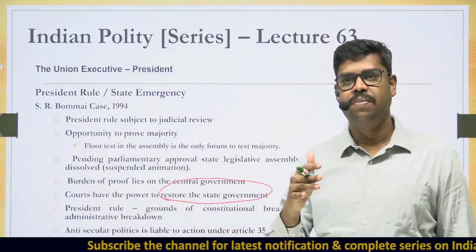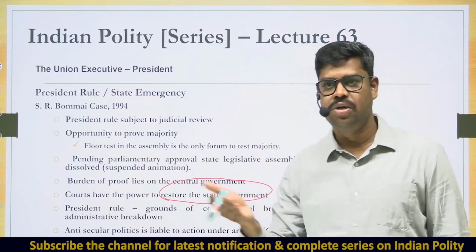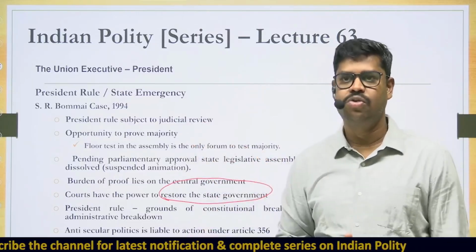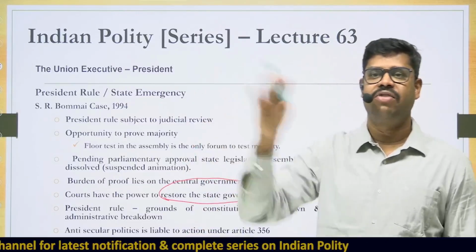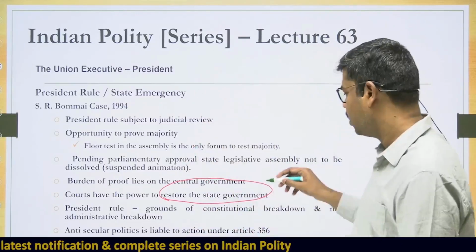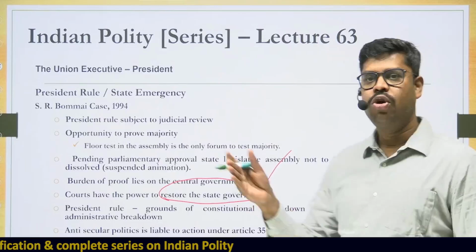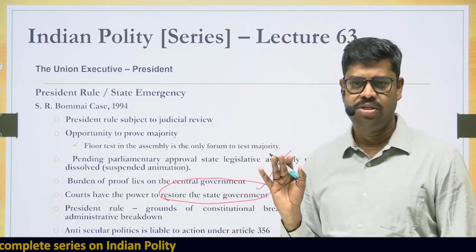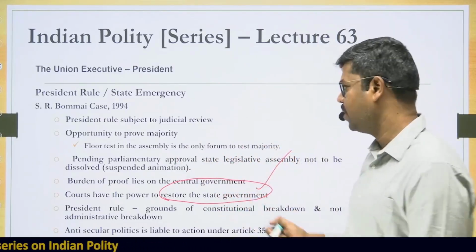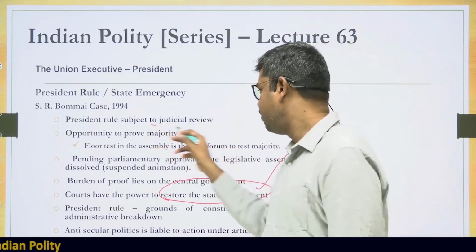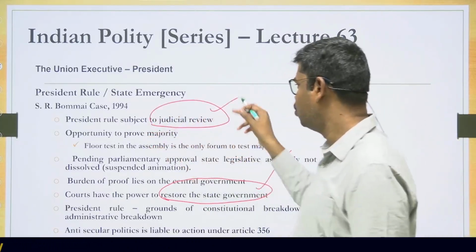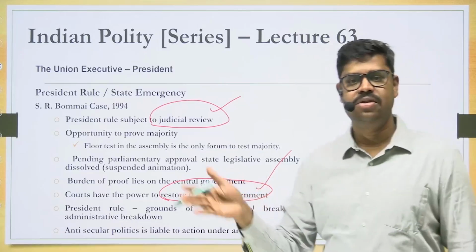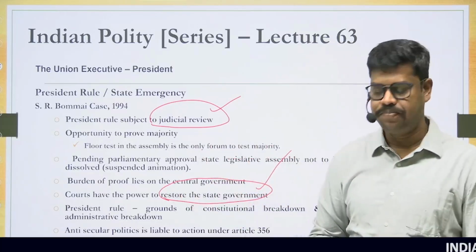Suppose the power under Article 356 is misused, and President's rule is imposed unconstitutionally, and the affected state goes to the court. The court can even reinstate the dismissed government. So that is the fullest remedy. The use of power under Article 356 is subject to judicial review, and the remedy that can be given is that they can even restore the state government.